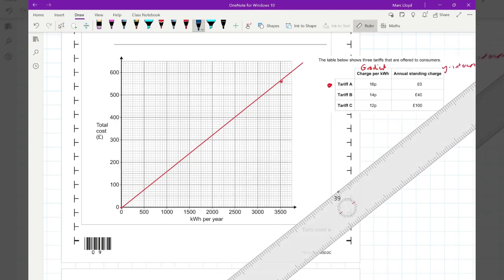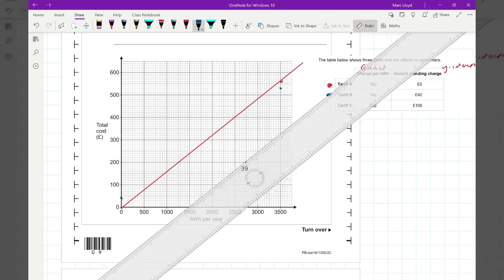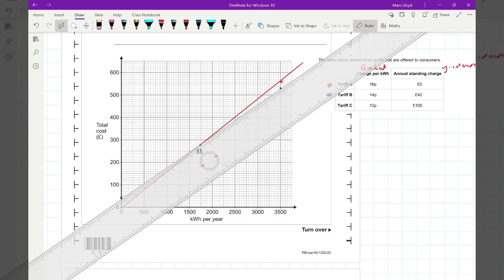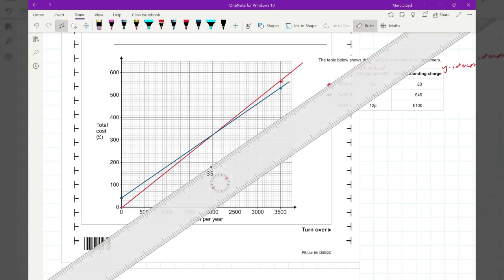Right, for tariff B, and I'll do that one in blue, we have got £40 as the first standing charge. So that goes into there. And then I want to know what it's going to cost for 3,500. So 3,500 times by 0.14. And then we're going to add that standing charge of £40. So that makes 530. So 550, 540, 530 goes there. So for B, I'll get that lined up. That's 35. Good. I think I'd have rather have done this with simultaneous equations, if I'm honest, but it is what it is.